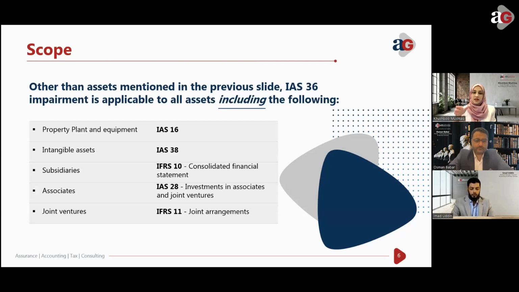So all these standards that you can see in the table, IAS 16, IAS 38, IFRS 10, IAS 28, IFRS 11, the accounting for all these assets is mentioned in these standards, but they state that these assets should be tested for impairment in accordance with IAS 36. So we have to go back to IAS 36 and see how we do the impairment testing.